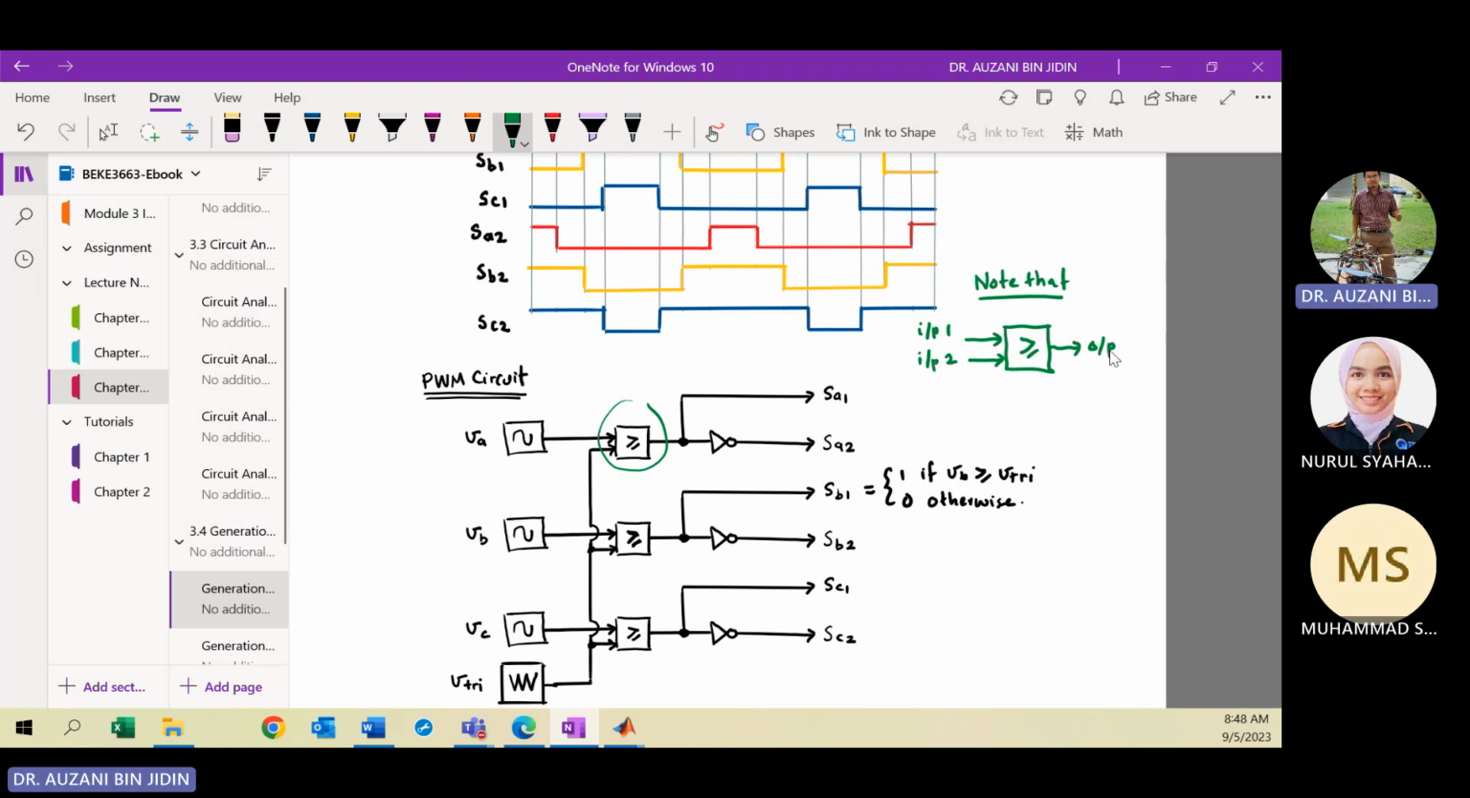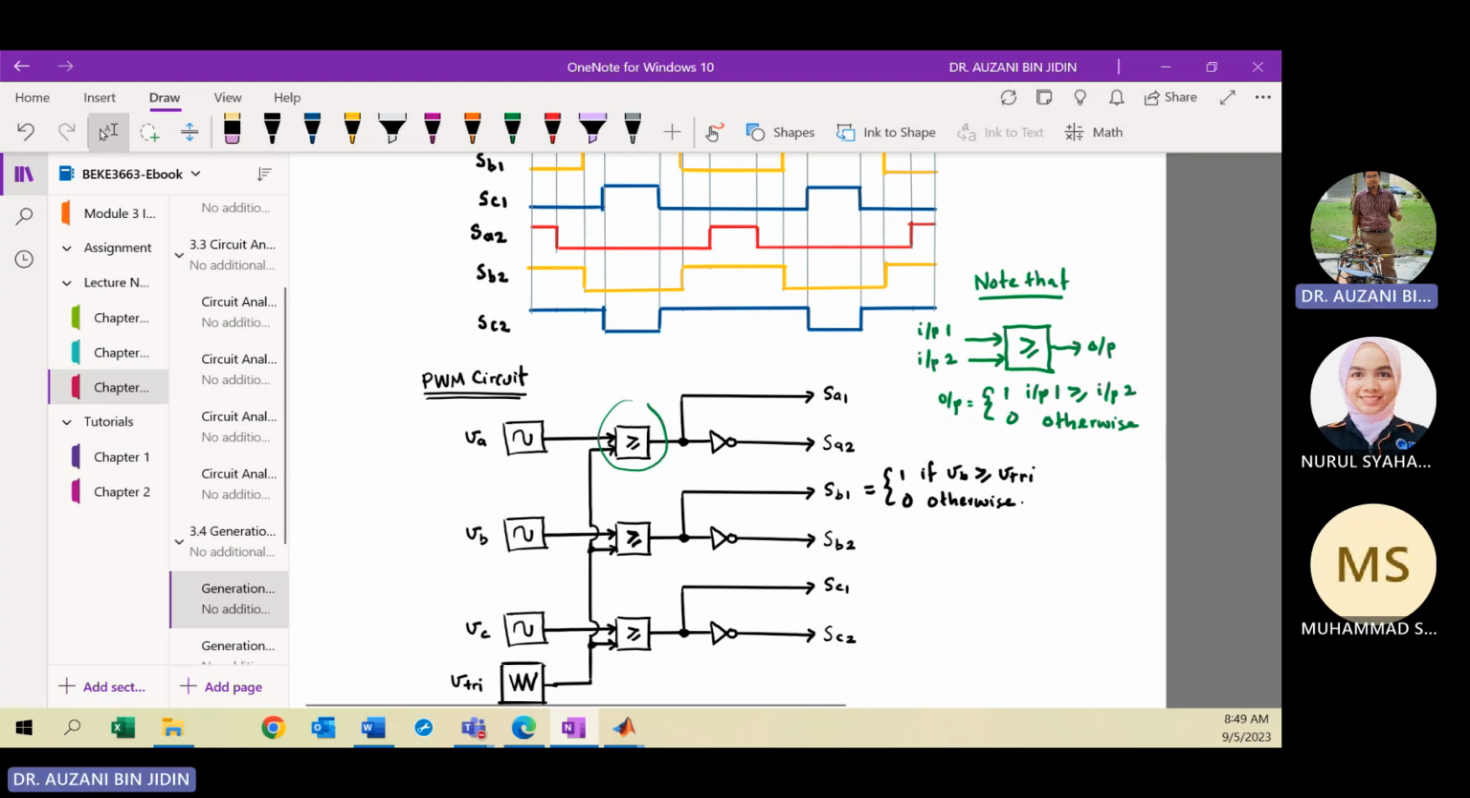In order to produce an output value of 1 or 0, the output is 1 if the first input is larger than or equal to, depending on the operator, input 2. Otherwise, the output of the relational operator will be 0. Clear? Simple. We need to look at the basics.